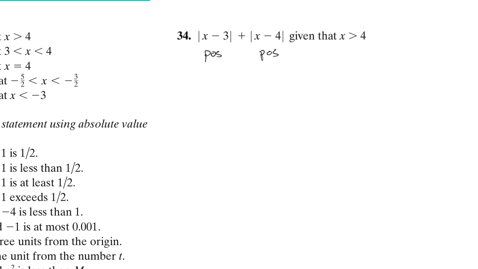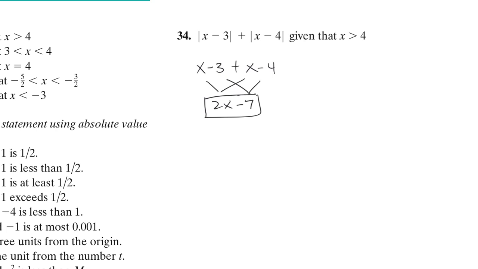Because this would be like 5. So think of some number bigger than 4 as 5. 5 minus 3, that's positive. 5 minus 4 is positive. So essentially, since they're both positive, it's going to be themselves. So this is going to be x minus 3 plus x minus 4. And the x's combine to get you 2x, and negative 3 minus 4 is negative 7. So we should get 2x minus 7. Okay, so that works out.